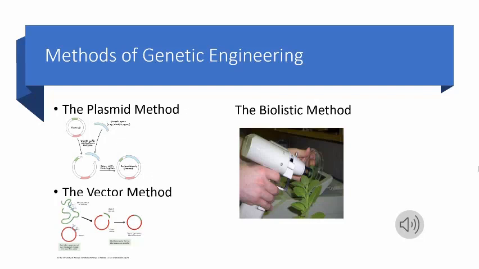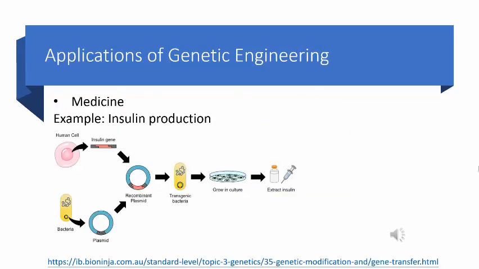The third method is called the ballistic method, which is also called the gene gun method, which uses a gene gun to modify the genes. One of the applications of genetic engineering is to produce insulin for patients suffering from diabetes.